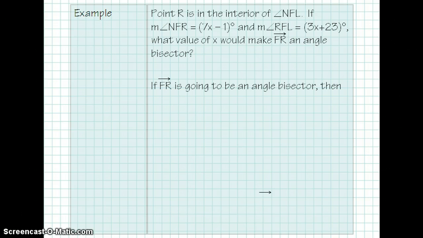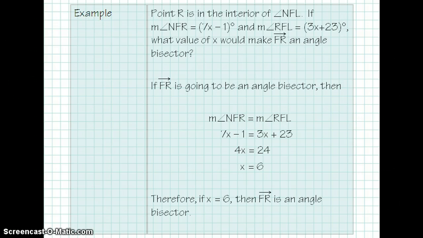Well, if it's going to be an angle bisector, then these two angles have to be congruent, which means that 7x minus 1 needs to be equal to 3x plus 23. Again, moving variables, moving numbers. I get 4x equals 24, which means x is going to be 6. Which means that if x is equal to 6, then ray FR is an angle bisector.